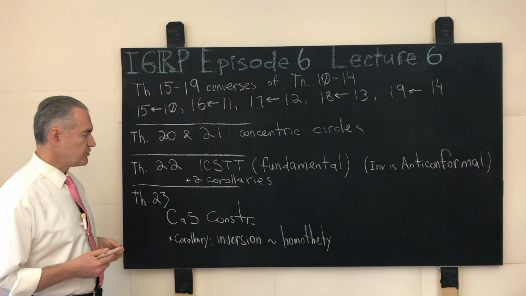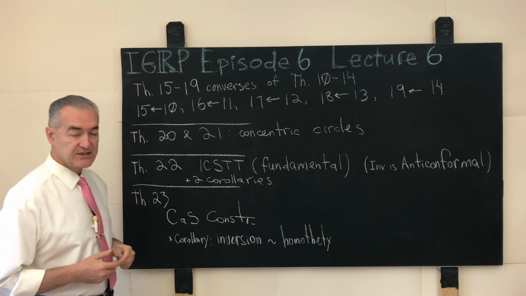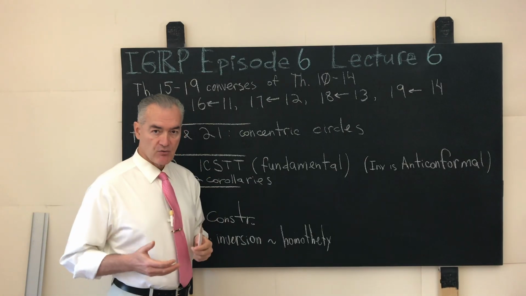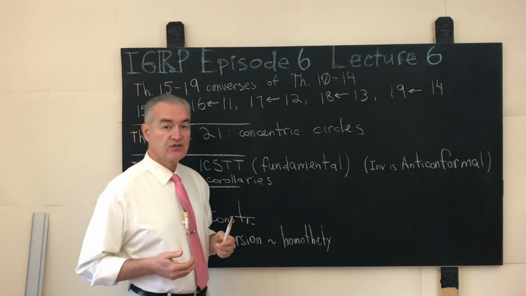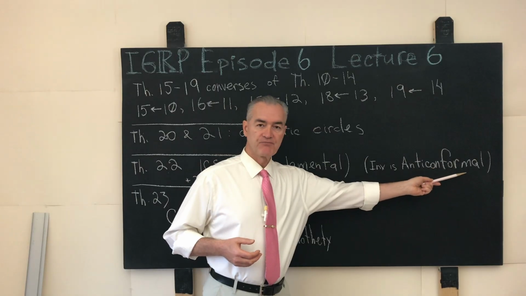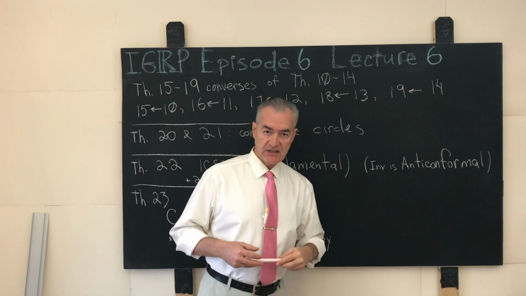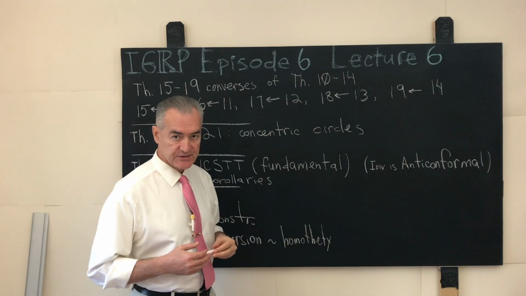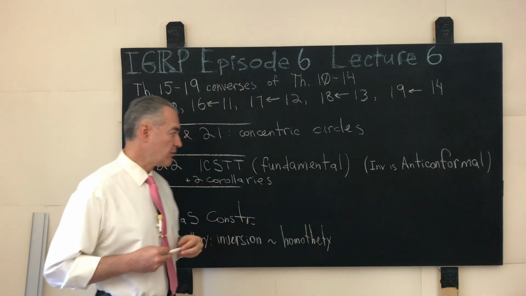At the end of the proof of this theorem, we will understand why, as a mapping of the real plane onto itself, inversion is an anti-conformal mapping. We'll understand how and why this phenomenon comes about.